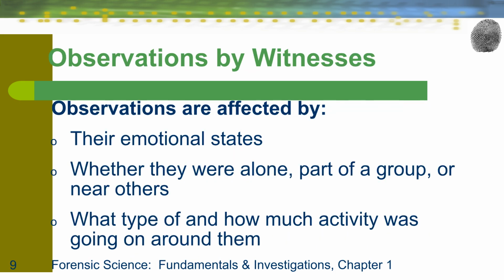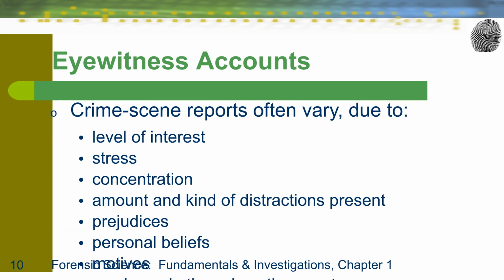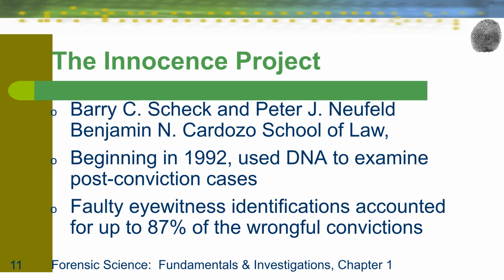Witness observations are affected by various factors, including their emotional state, whether they were alone or in a group, and the level of activity around them. Crime scene reports from eyewitnesses often vary due to factors like stress, concentration, distractions, personal beliefs, and the time elapsed since the event. The Innocence Project, founded by Barry C. Scheck and Peter J. Neufeld, began using DNA in 1992 to examine post-conviction cases. They found that faulty eyewitness identifications accounted for up to 87% of wrongful convictions.